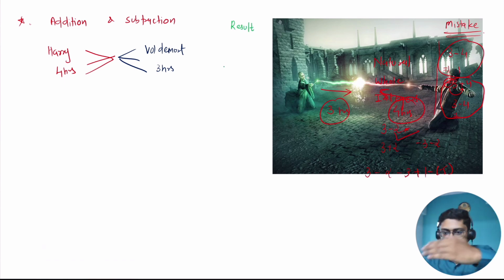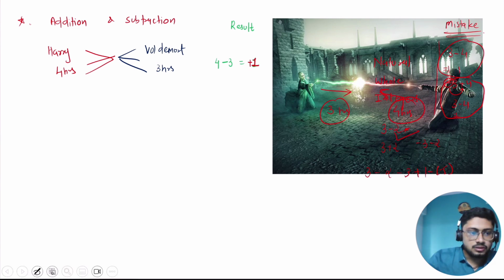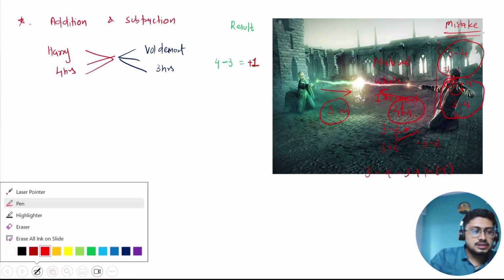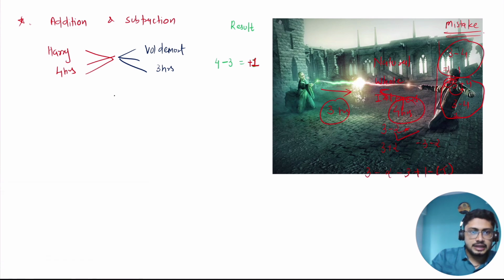4 is positive, 3 is negative. So 4 minus 3, your answer is what? 1. Clear? Because 4 is the higher one, positive जीत जाएगा, तो यहाँ पे आंसर आएगा +1. +1 means what? Positive.